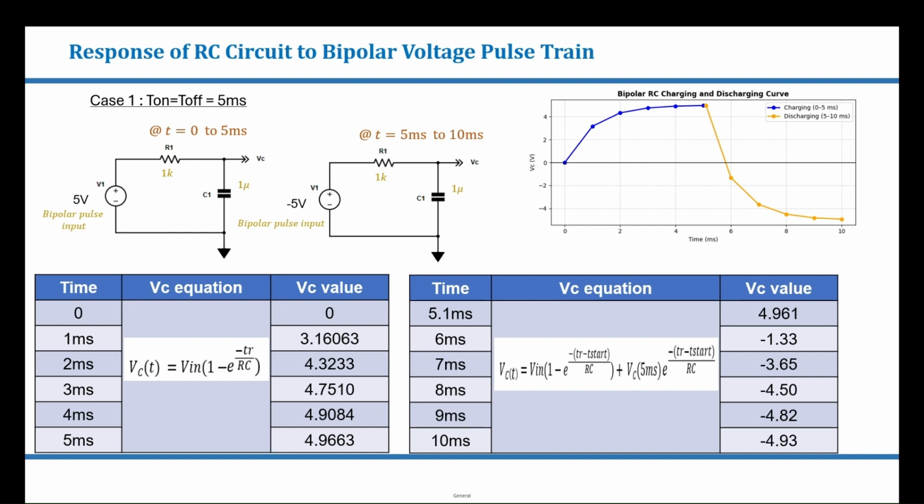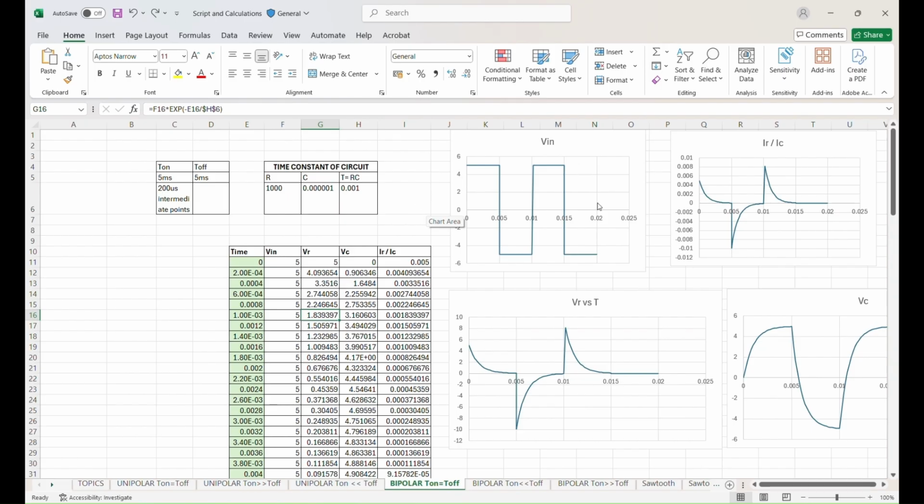Now to capture the precise charging and discharging profile of the voltage across the capacitor, the voltage across the resistor and the current flowing through the circuit, the calculation is repeated in Excel with finer time intervals of 200 microseconds. Let's look at that. This is the input that we are feeding to the RC circuit. The on time is equal to the off time, which is equal to 5 milliseconds.